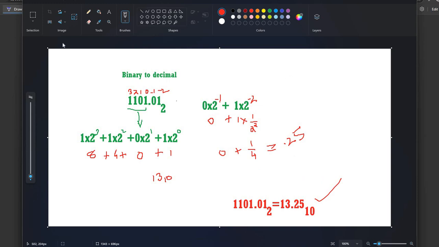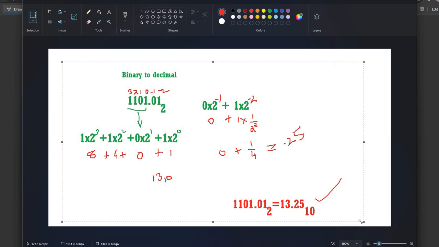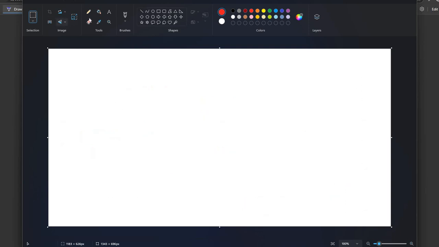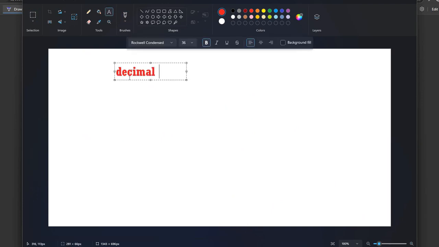Okay, so next we will try to discuss another conversion, that is decimal to octal. We will study this decimal to octal. So suppose this is a decimal number. This is a decimal number, suppose 24.